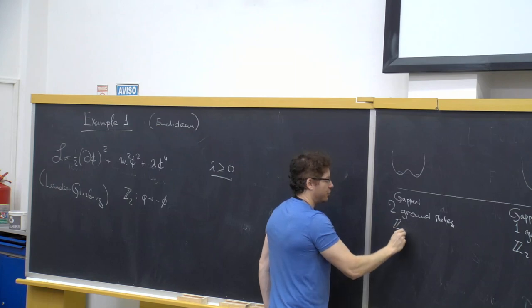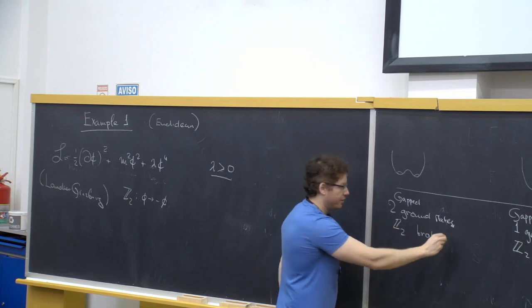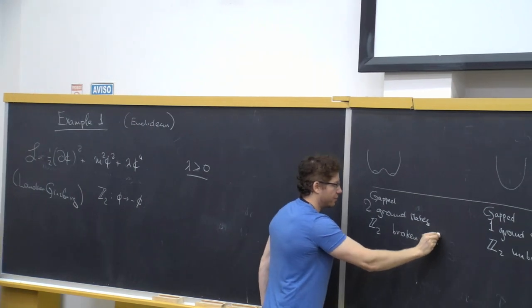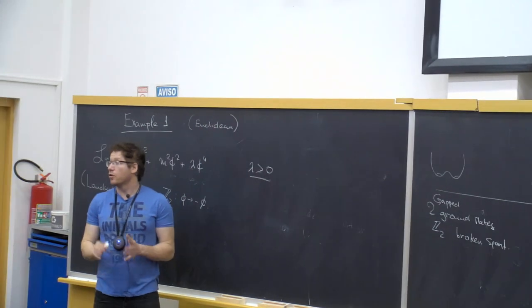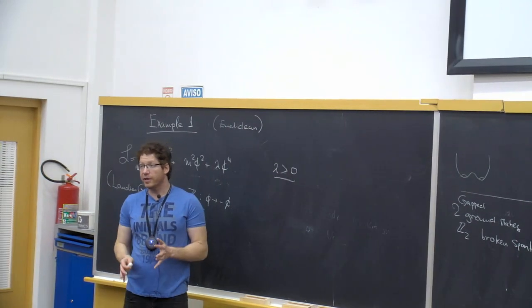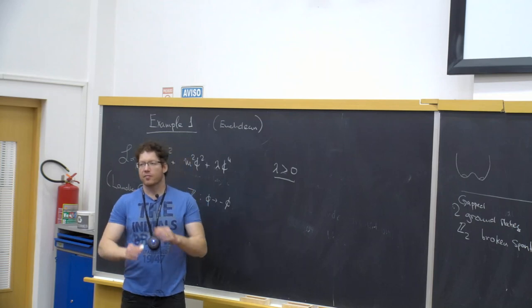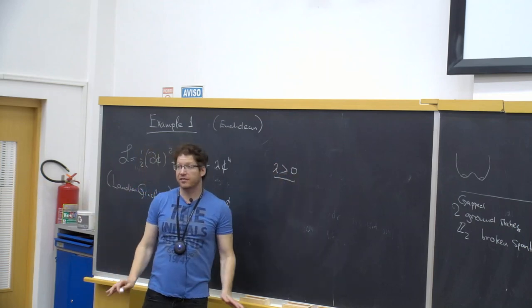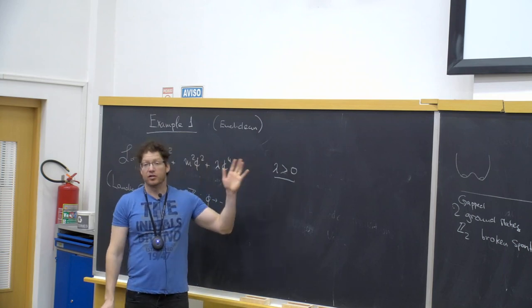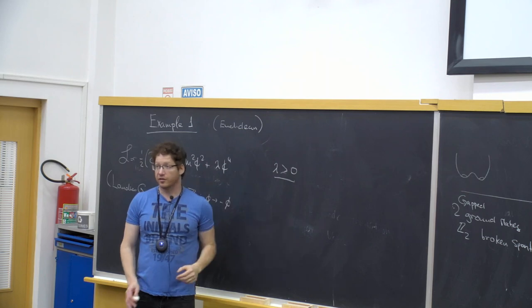And Z2 is broken spontaneously. Okay? So these facts are robust facts about the full quantum theory. They are not artifacts of the classical approximation, because they are correct at very large mass. And at very large mass, the classical analysis is valid since all the particles are much, much heavier than the scale at which the interactions become strong.